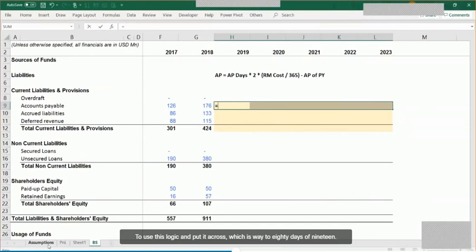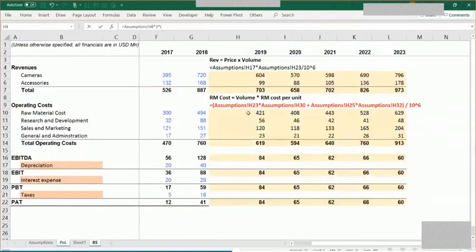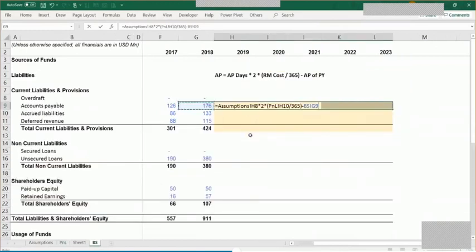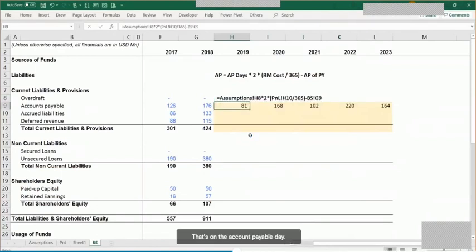of 1912 multiplied by 2 multiplied by raw material cost per day, which is 421 divided by 365, minus the previous year number. That's the formula I put here. The accounts payable days into 2 into per day of raw material cost, minus the previous year accounts payable. Exactly the same logic that we have discussed.